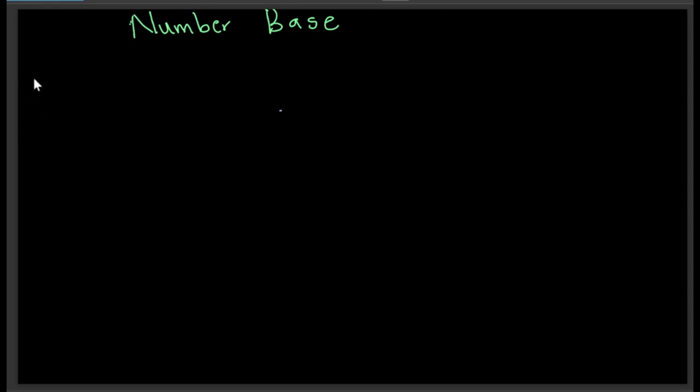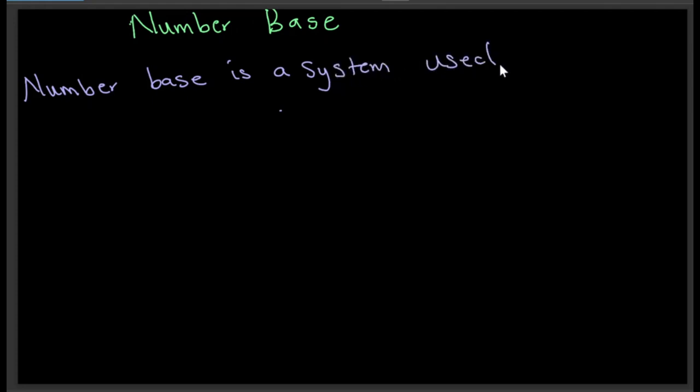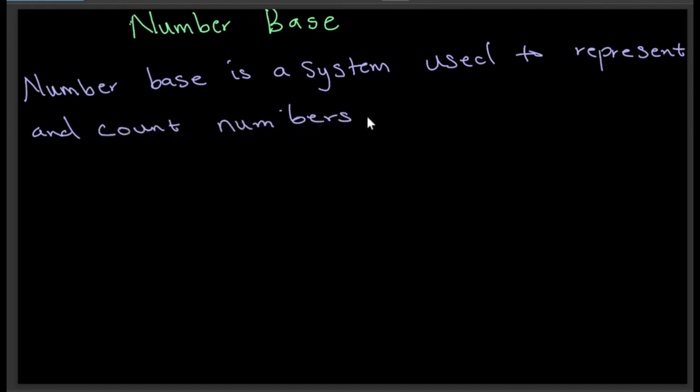Number base is a system. So let me write that down. Number base is a system used to represent and count numbers. So this is our definition of number base.